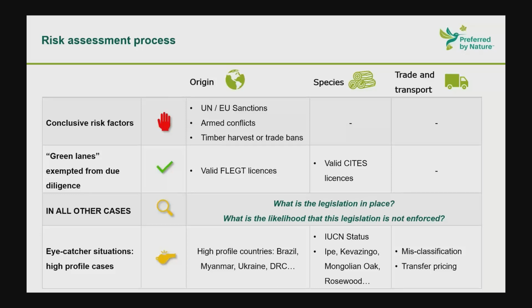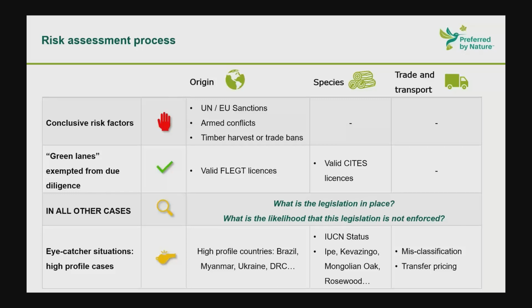So the idea is, okay, is there a green lane or red lane first? In all the other cases, you will need to ask yourself, what is the legislation in place? And what is the likelihood that this legislation is not properly enforced, right? And to help you do this, you might focus first on eye-catcher situations, let's say, which would be big red flags telling you to raise your level of attention, right? It does not mean that a high-profile case, so a case where illegal harvesting is quite systematic, means that you will never be able to import it in the EU.